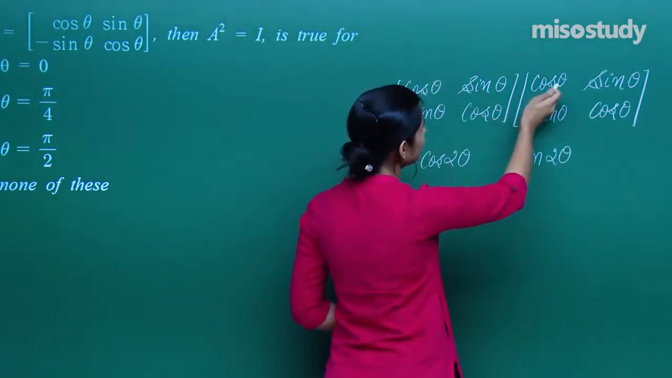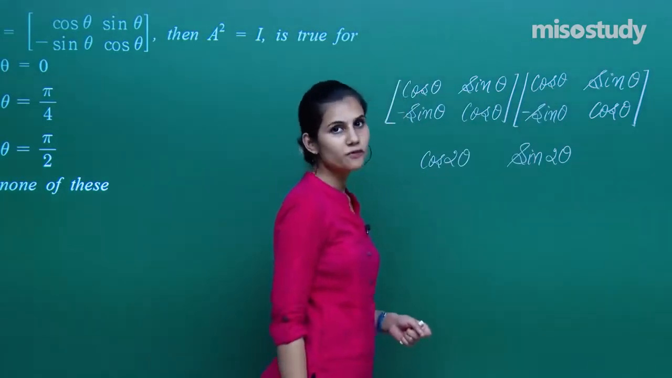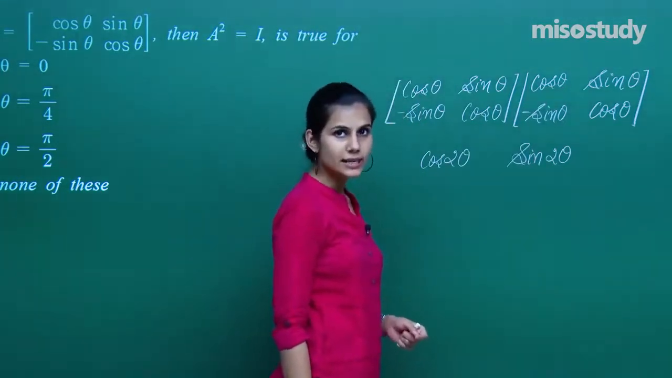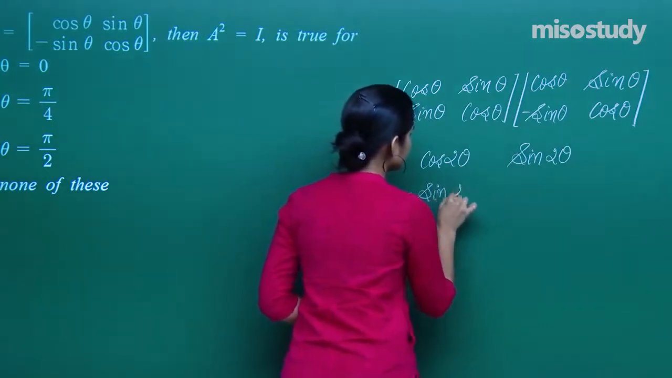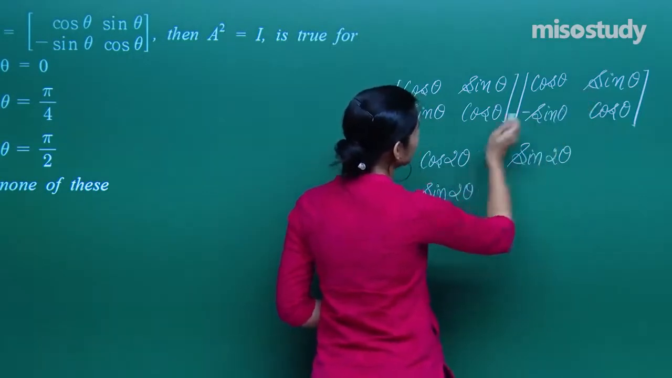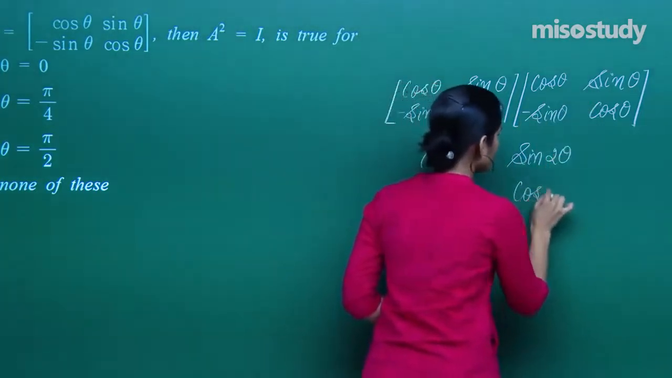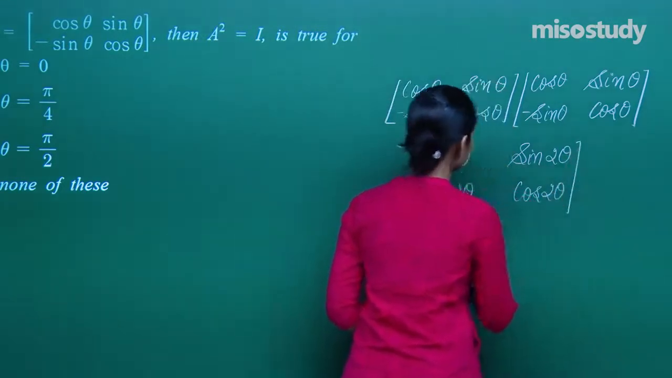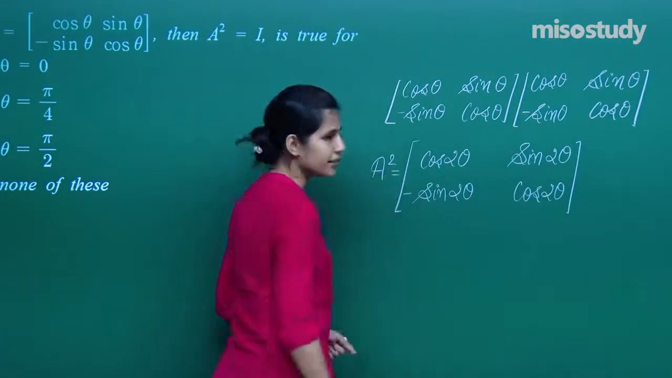Again, minus sin theta cos theta minus cos theta sin theta, which is minus of sin A cos B plus cos A sin B, where A and B are theta. This is minus sin of theta plus theta, that is 2 theta. And then you have minus sin square theta plus cos square theta, which is cos square theta minus sin square theta, which is cos 2 theta. So this is basically A square.